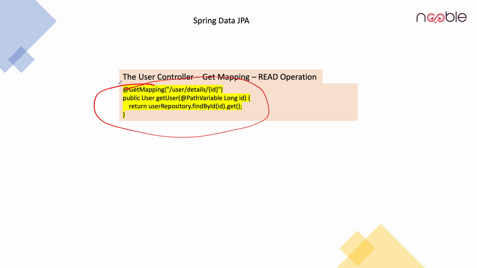In the get mapping we are using the GetMapping annotation with the URI as described above. We'll be sending in the ID. Let us go to IntelliJ and see what is happening.